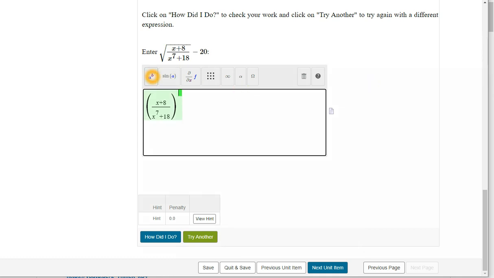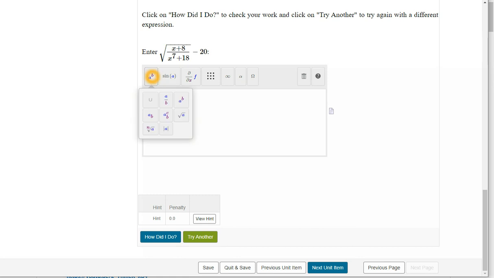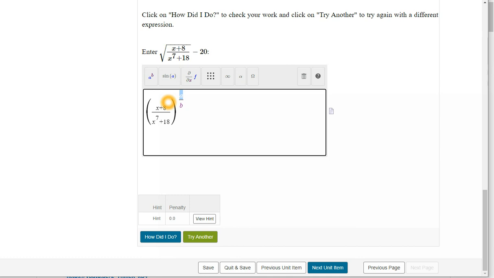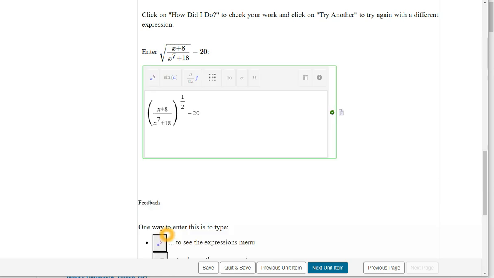hit the a to the b power, and I need a fraction up there. 1, scroll down, backspace, and a 2. Scroll over to get out of the fraction, scroll over to get out of the exponent, and then minus 20. You're going to have to do some scrolling. How'd I do? Woohoo! I hope that helps explain that.